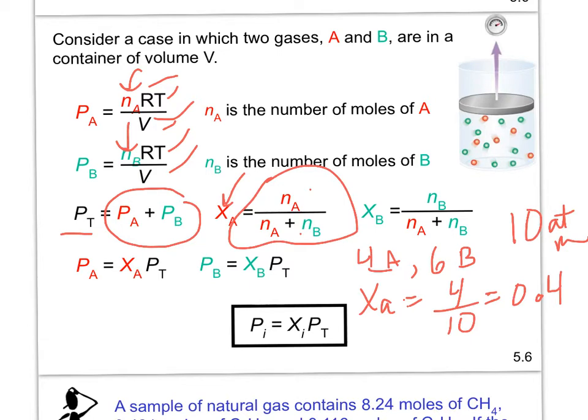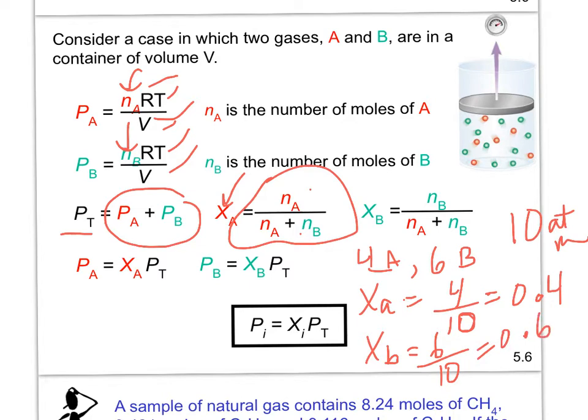The reason is that you can't show sig figs with a fraction. And we all know what happens when sig figs are forgotten about. And then the mole fraction of B is 6 over 10.